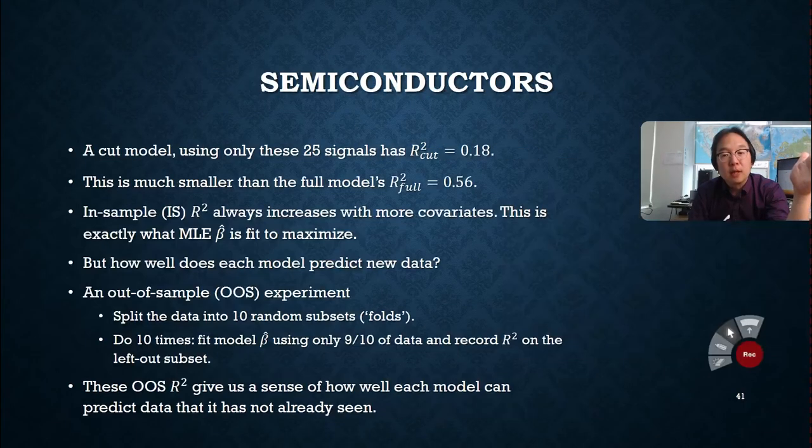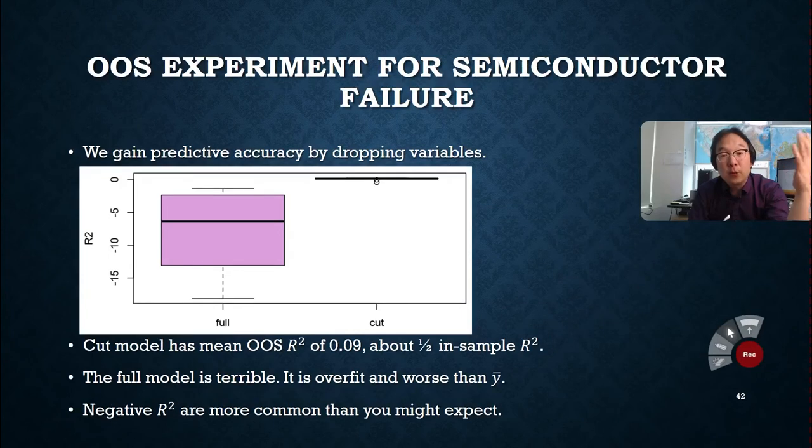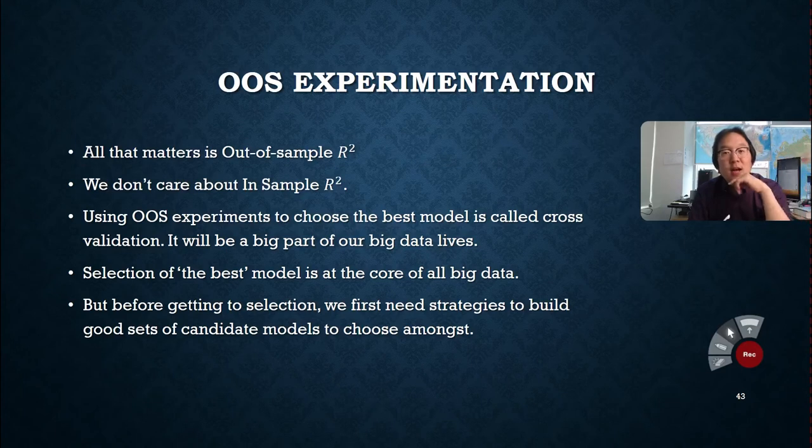So R squared being negative, whew, that's terrible. You want it to be positive. At least the cut model is giving you some positive R squared. So your model is valid there, even though R squared is 9%. It's okay. All that matters is out of sample R squared. We don't care about in sample R squared in machine learning.